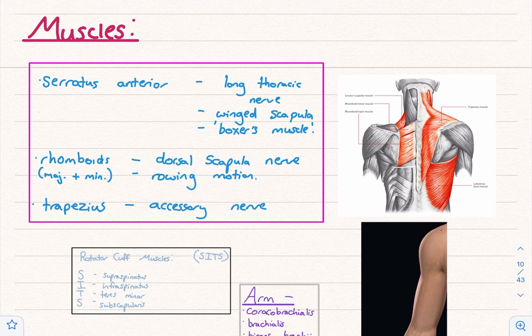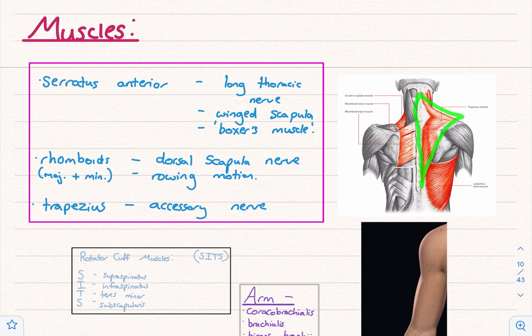Which means that you're just pulling your arms back. That motion is done by these ones here, rhomboids. So rhomboid minor is at the top here, and then this bigger one is rhomboid major. And yeah, that just does rowing motion. That's the dorsal scapular nerve.